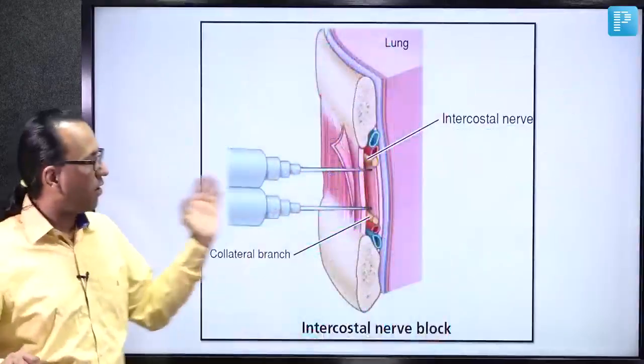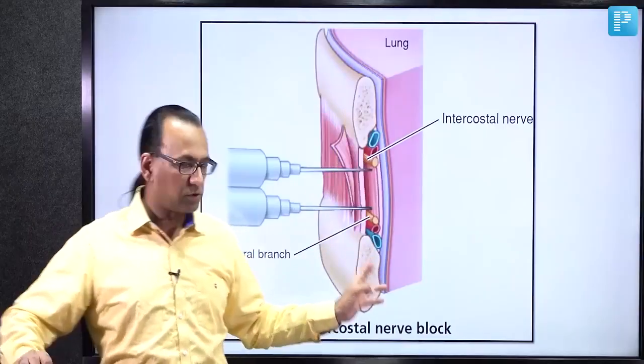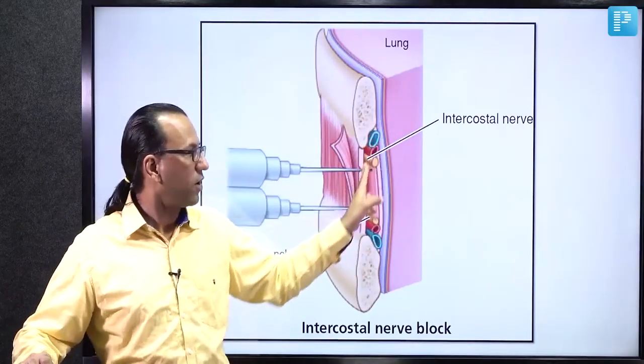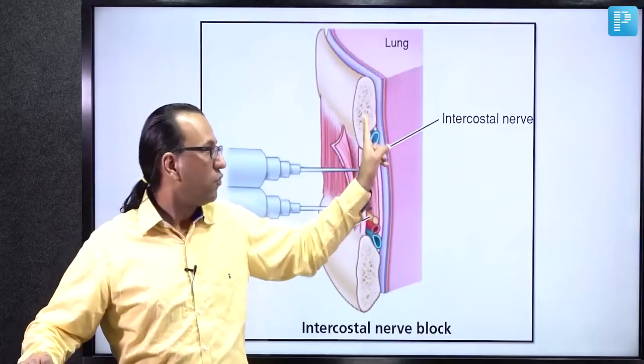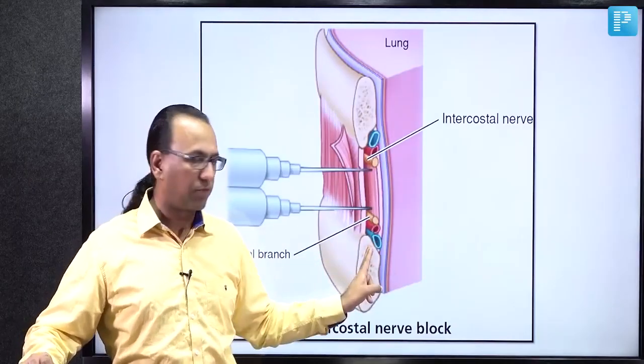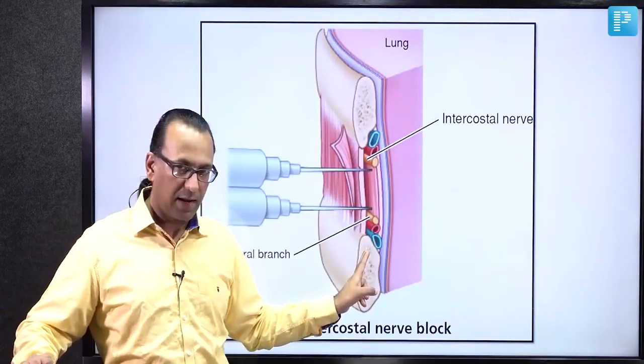Now, in case of a block, which is required when there's a multiple fracture of rib, you are supposed to push your needle below the rib, because you are going to block the intercostal nerve here. VAN, vein, artery, nerve goes down. But these are the collaterals. They are not inferior. They are superior to the rib.